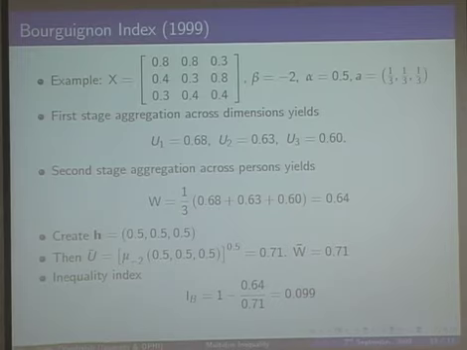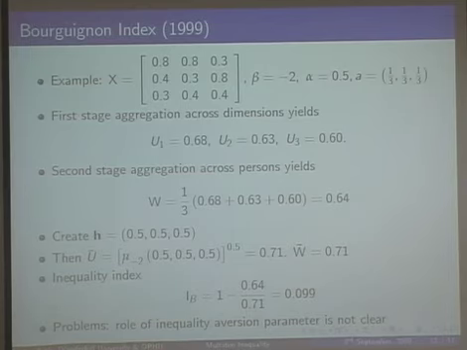Okay, there is a problem though. The role of inequality aversion parameter is not clear. So inequality aversion, what should be the interpretation of inequality aversion parameter? What do you think? I mean, what should be the interpretation when someone tells you that it is an inequality aversion parameter? What do you understand by it?